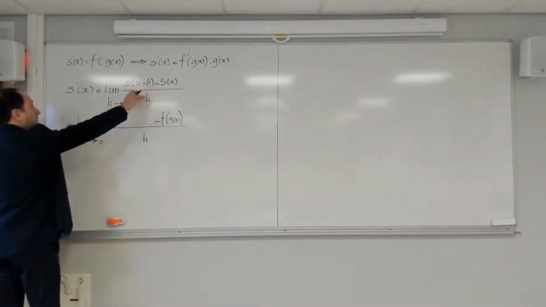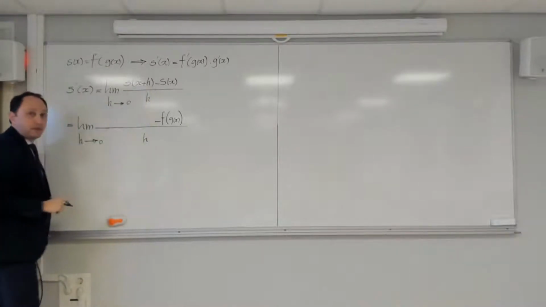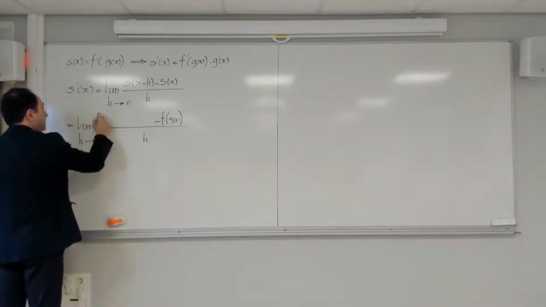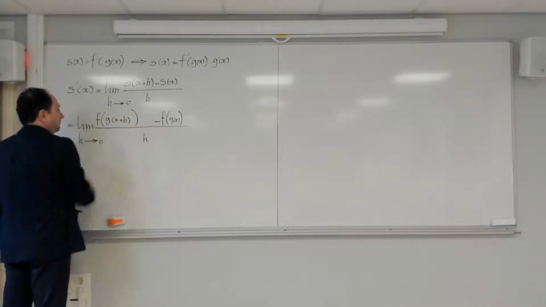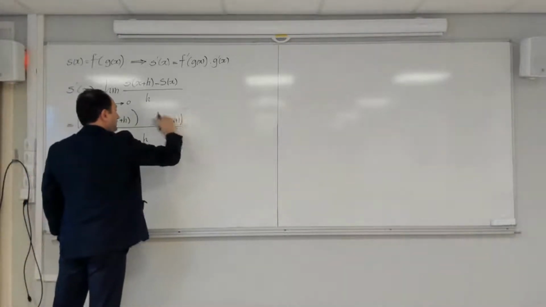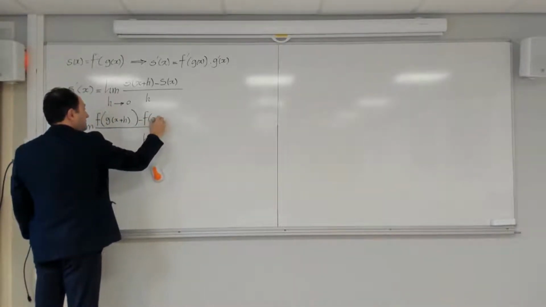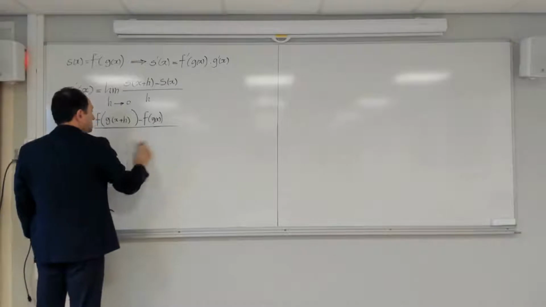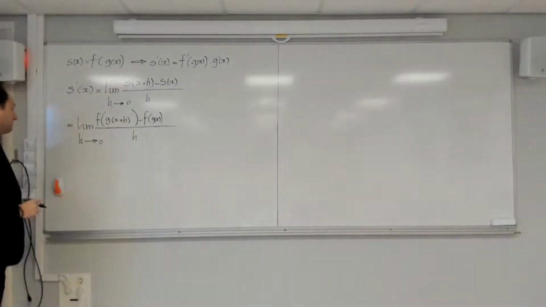So what we do, we just replace this x with the new input. Yes, so this becomes f of g of x plus h. So let me write it more properly here now. Minus f of g of x. That is my definition. This is what the definition of derivative brings me. Yes?